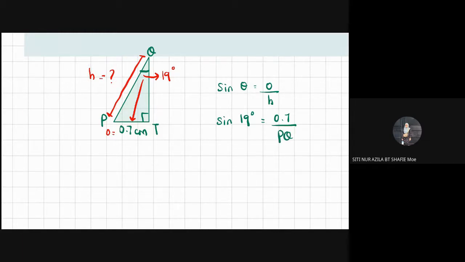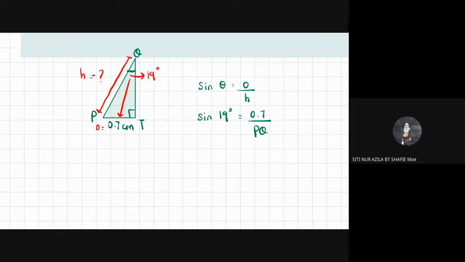Okay, solve this one for me. How to solve this one? Bring PQ to your left hand side and then bring sin to your right hand side. PQ is equal to 0.7 divided by sin 19.